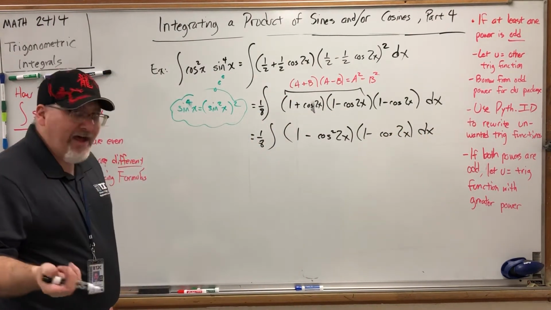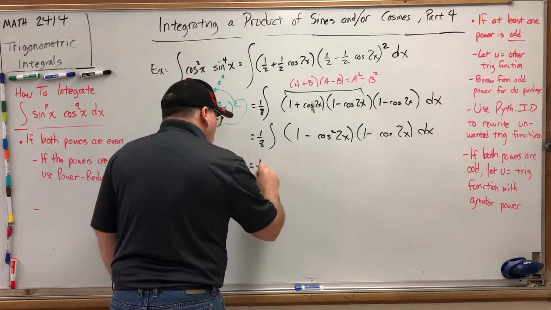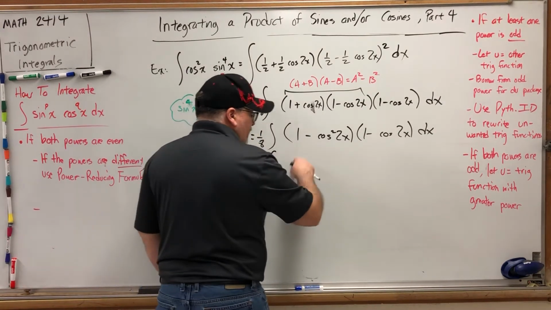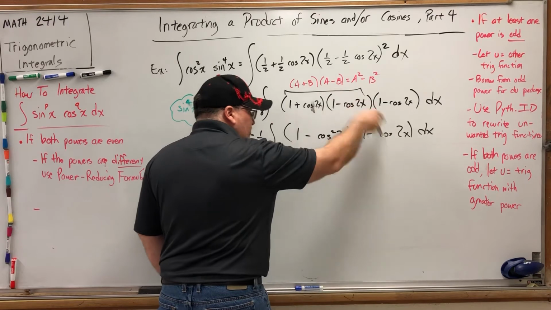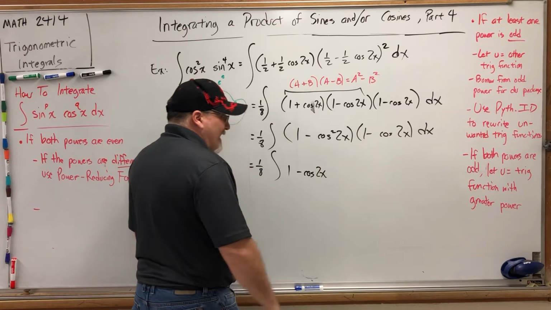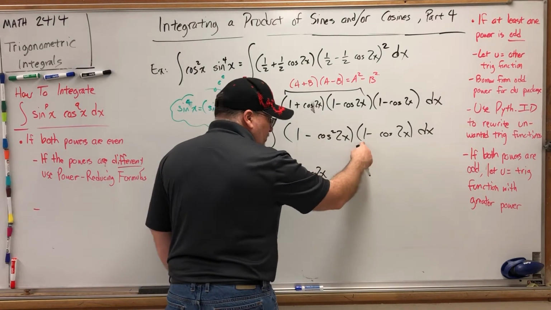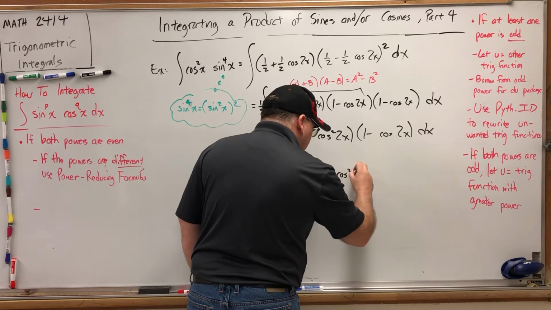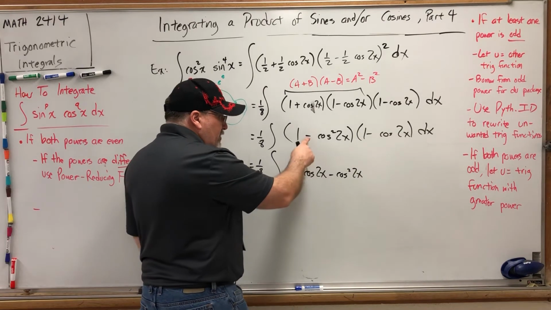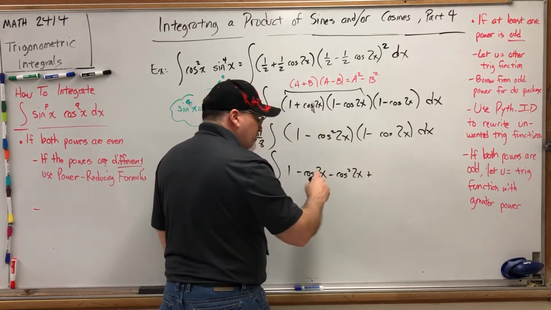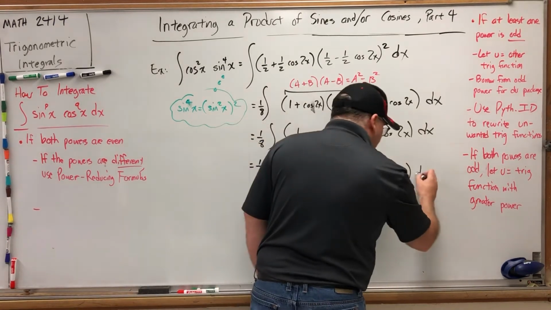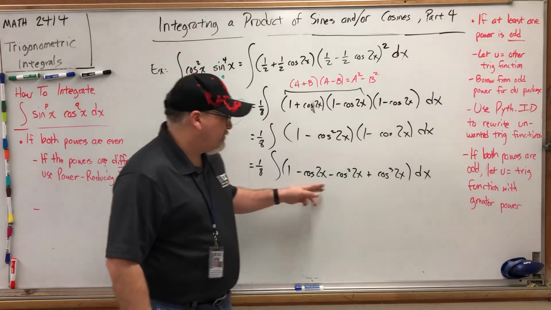We still have a product, and we have to multiply it out before we integrate. So 1/8 integral. All right, let's FOIL this. First, 1 times 1 is 1. Outside, 1 times minus cosine 2x is minus cosine 2x. Inside, minus cosine squared 2x times 1 is minus cosine squared 2x. And then last is negative times negative is positive cosine cubed 2x. All right, we've completely destroyed the product, which means we can now integrate this one term at a time.